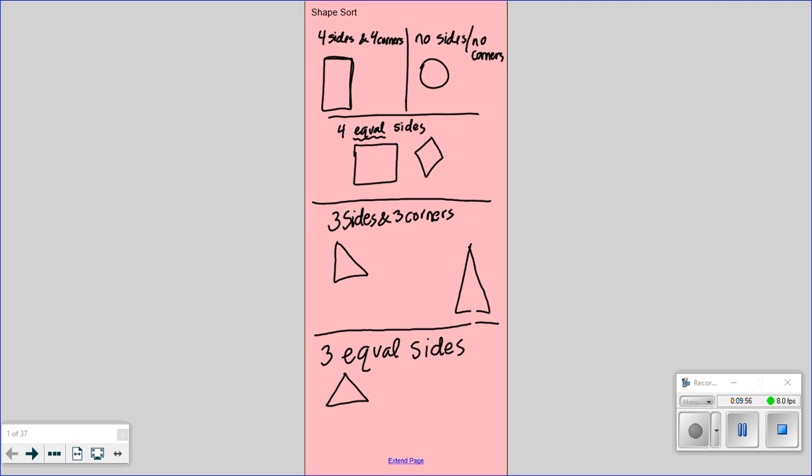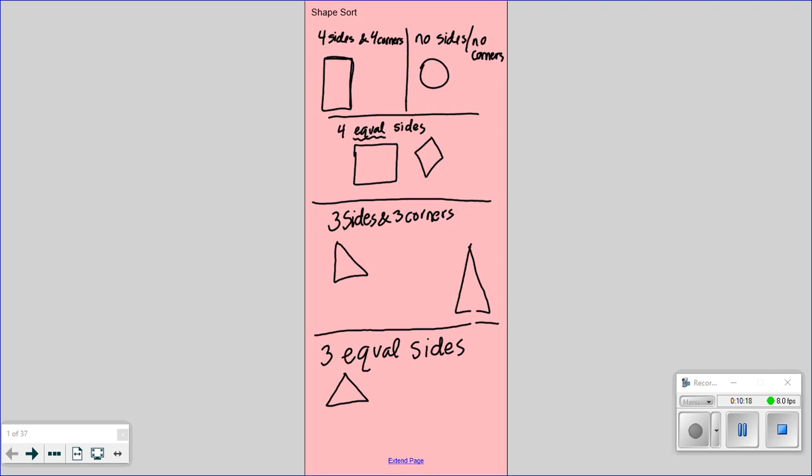So now we've got 5 different categories. Shapes with 4 sides, 4 corners. Shapes with no sides, no corners. Shapes with 4 equal sides. Shapes with 3 sides, 3 corners. Shapes with 3 equal sides.